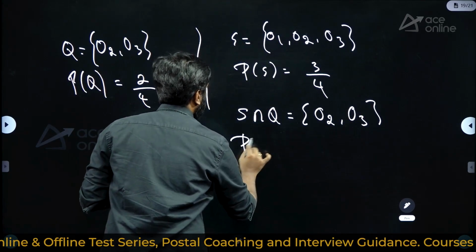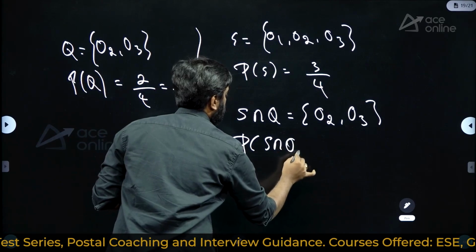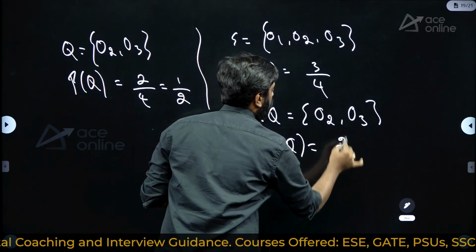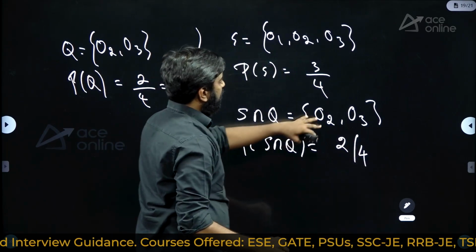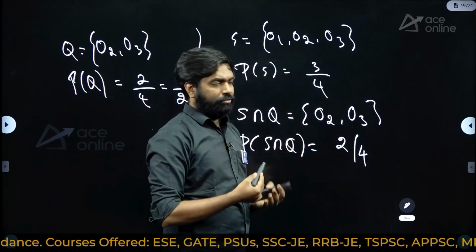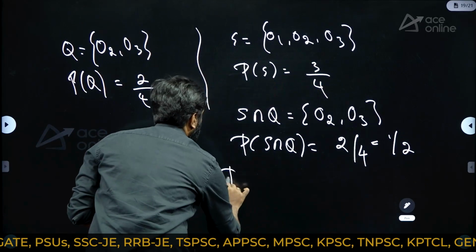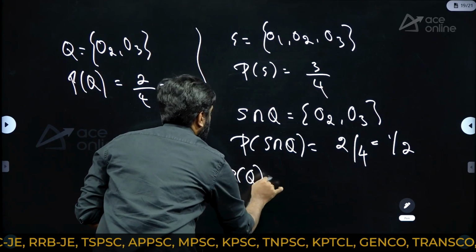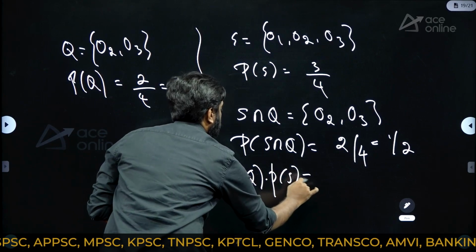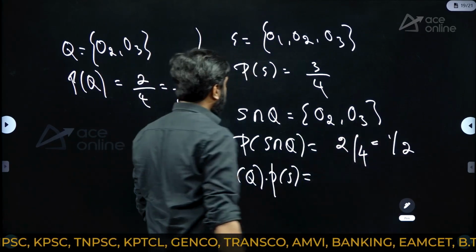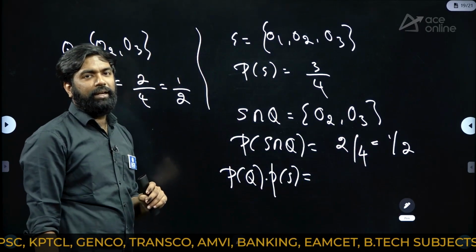What is the probability of this? So there are 2 points and the total points are 4. In this set there are 2 points and total points are 4. So which is 1 by 2. Now what you check is, what is the probability of Q into the probability of S? If this product is equal to 1 by 2, then these 2 events are said to be independent, students.